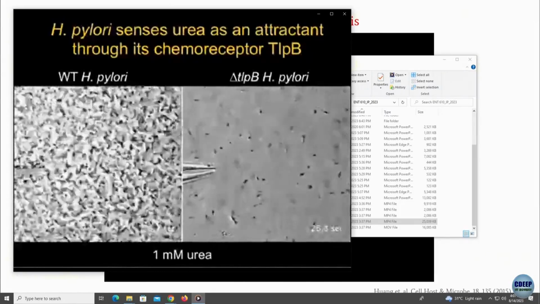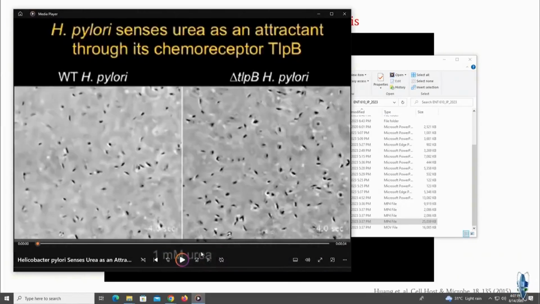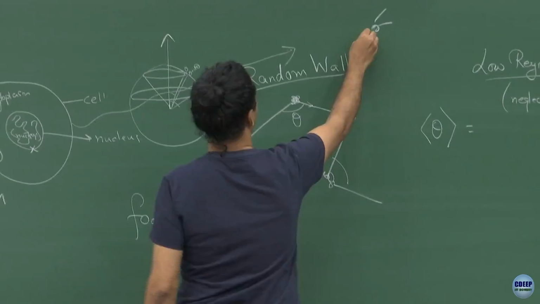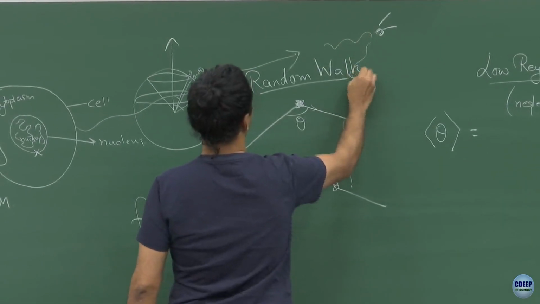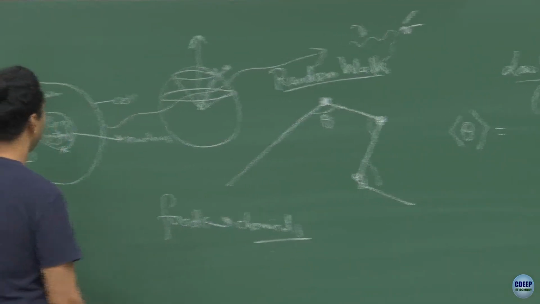You can do similar sorts of experiments. So, the picture is: how does bacteria sense chemicals? You have a source. From this source, you get this chemical that diffuses out with some diffusion coefficient, let us say.